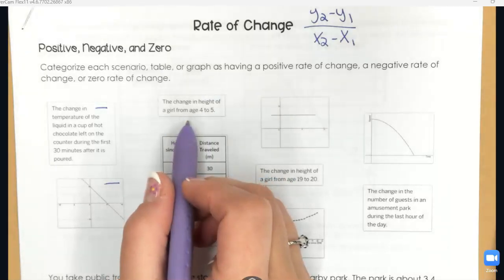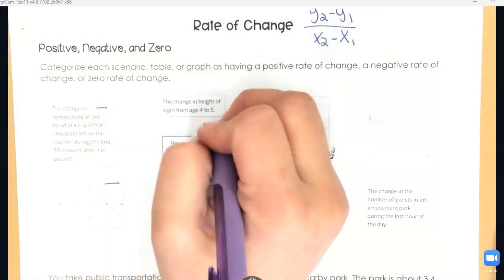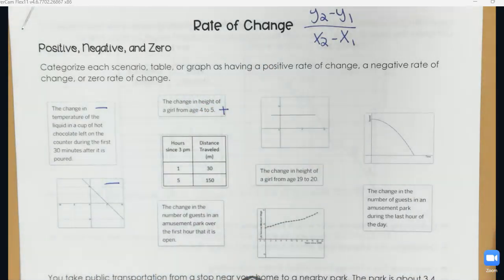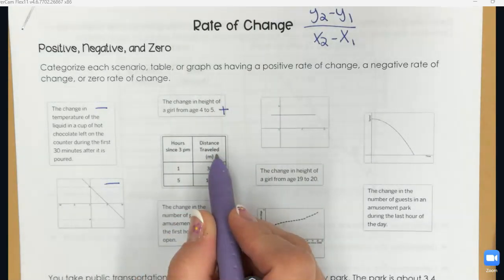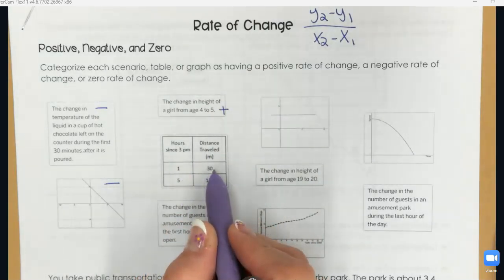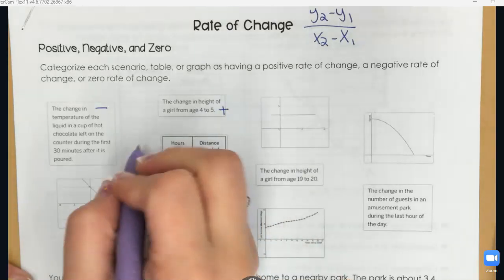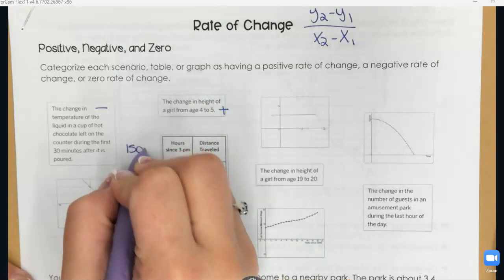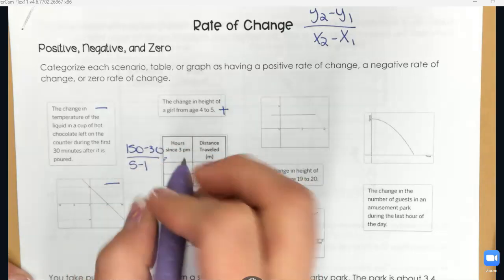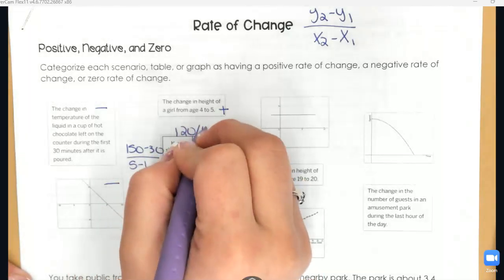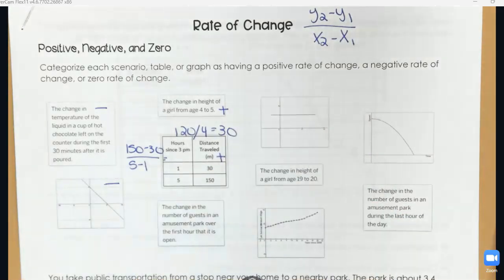The change in height of a girl from 4 to 5, well, when you're that age, you are growing quite a bit, so we would hope that that is a positive rate of change. She's getting taller. Looking here, hours since 3 p.m. and the distance traveled. I started 30 meters away, and then I increased to 150 meters away. We could actually calculate this slope if we really wanted to confirm our thoughts, but this would be 120 over 4, which is 30, and that is positive, so this is a positive.